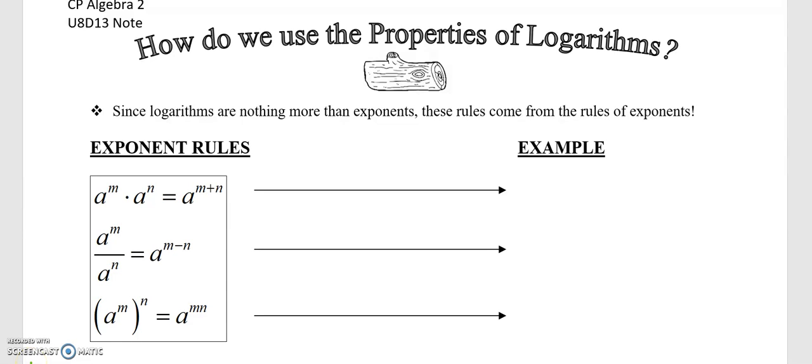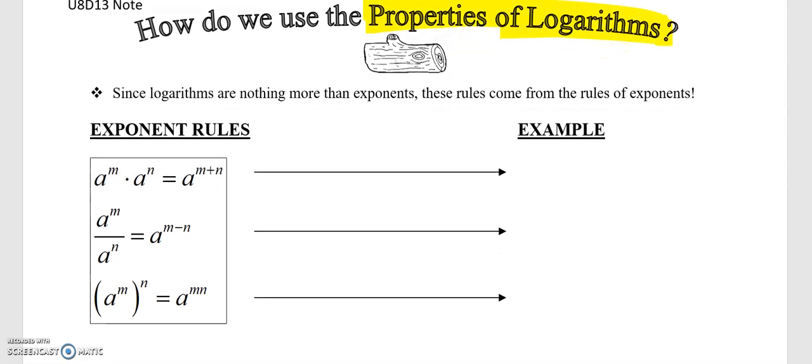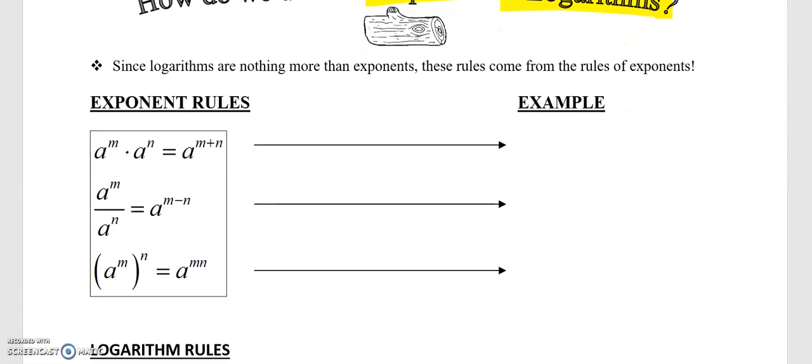Hello, ladies and gentlemen. We are now on to our second day of logarithms, and this one focuses primarily on the properties of logarithms. Okay, what rules can we use when we see a logarithm? We know how to convert it and change it from exponential to logarithm, but actually understanding what we can do when we have a logarithm.